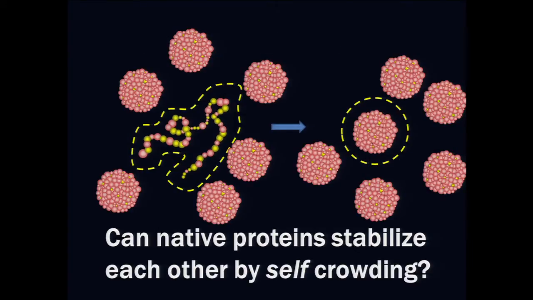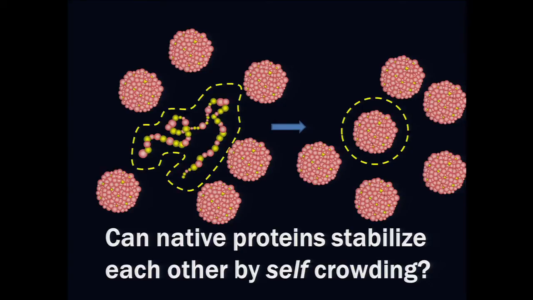So it may be possible at high enough concentrations that the native proteins can protect each other from unfolding, so that there could be a self-crowding mechanism. And it turns out this is the kind of mechanism that's not easy to directly check with experiments, but you can address it with multiscale modeling.